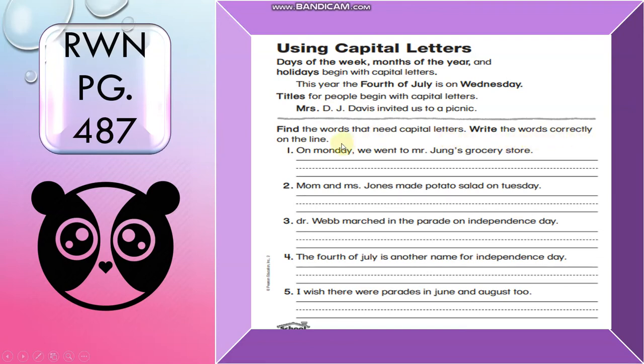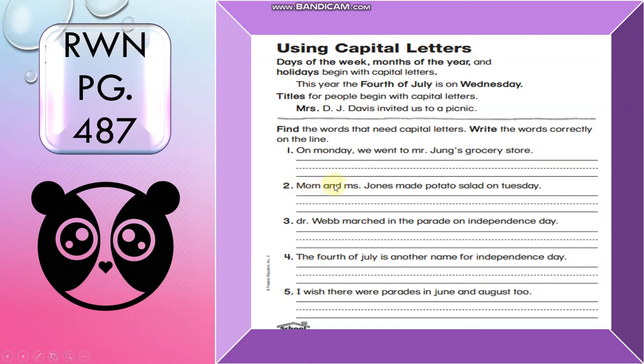Write the words correctly on the line. On Monday we went to Mr. Jung's grocery store. So, what's wrong here? What about Monday? Is it right here with the lowercase? What about Mr.? It's a title, right? I think you should be capitalizing it. And Jung, that's right, it started with a capital letter, the name of a person.